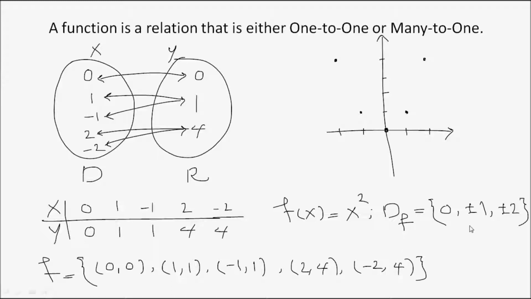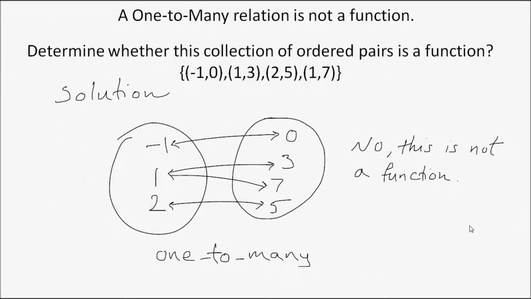So a one-to-one relation is a function, a many-to-one relation is a function, but a one-to-many relation is not a function. So you have this type of problem. Determine whether this collection of ordered pairs is a function. You're given a set of ordered pairs. In this case, you're given 5 ordered pairs.